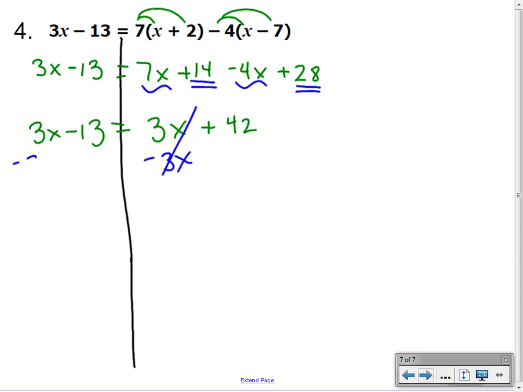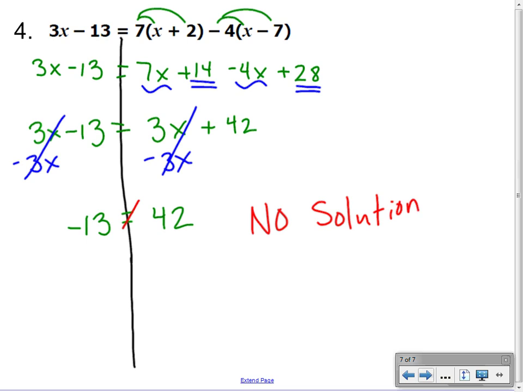And you're going to see that now we have one of these special cases again, where our variables have canceled. So let's look and see what's left. We have negative 13 equals 42. Well, that's not true. So this tells us that this equation really has no solution. There's no number I can plug in for x that will make this equation true.